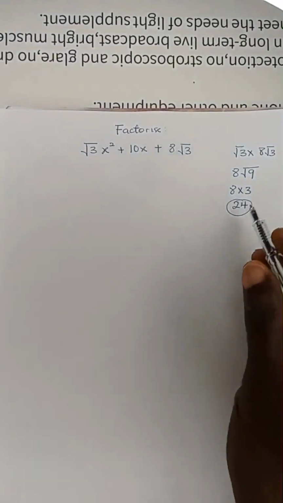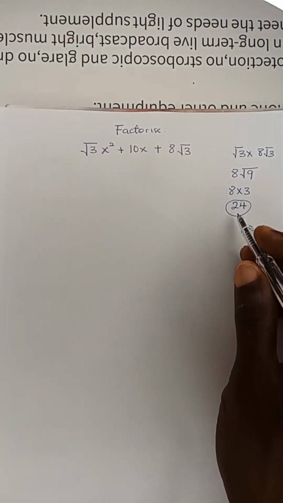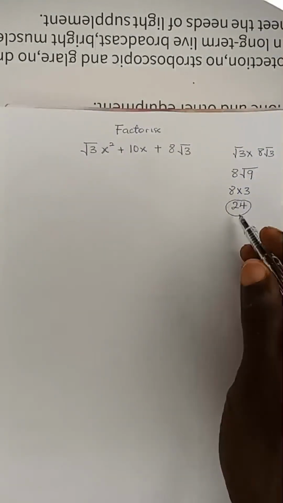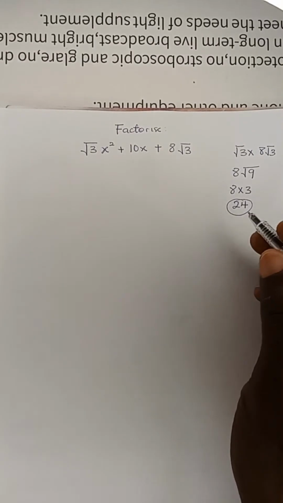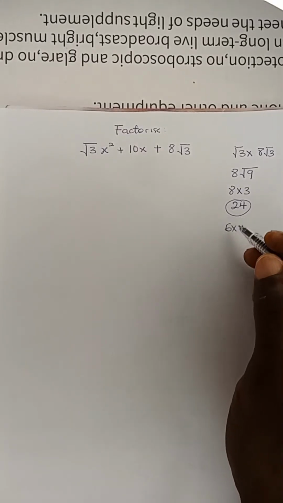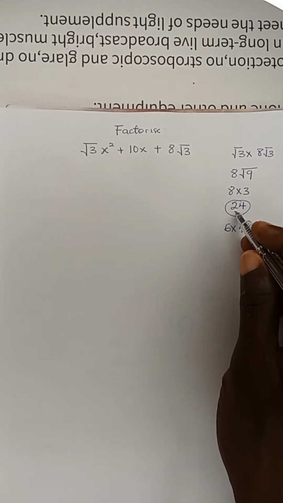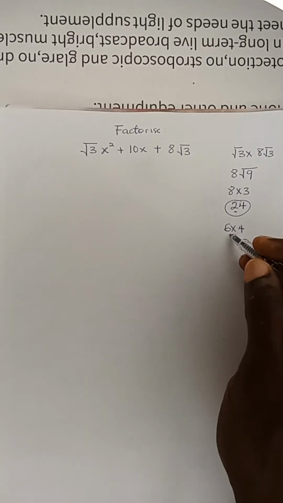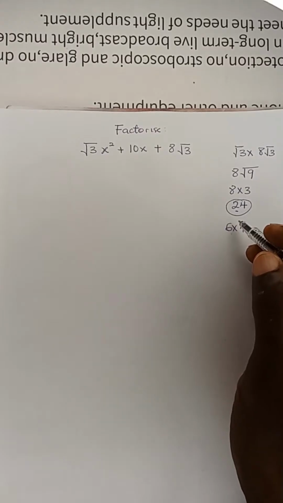All right, so what are the factors of 24? We have 2 times 12 will give us 24. We have 6 times 4. 6 times 4 will also give us 24. Okay, so now I think 6 and 4 will work because 6 times 4 will give us 24 when we multiply, and when we do 6 plus 4, it will give us 10.